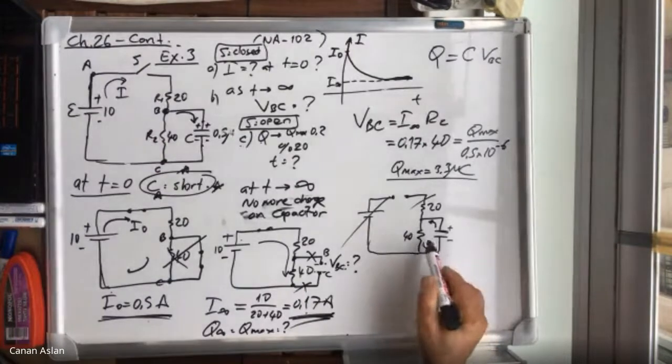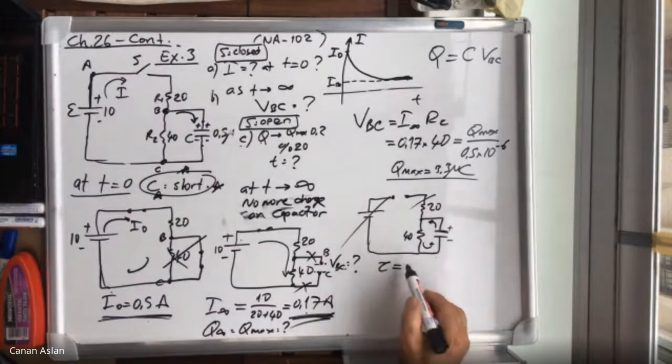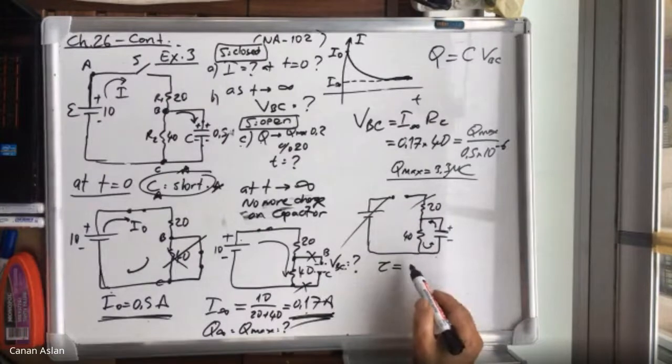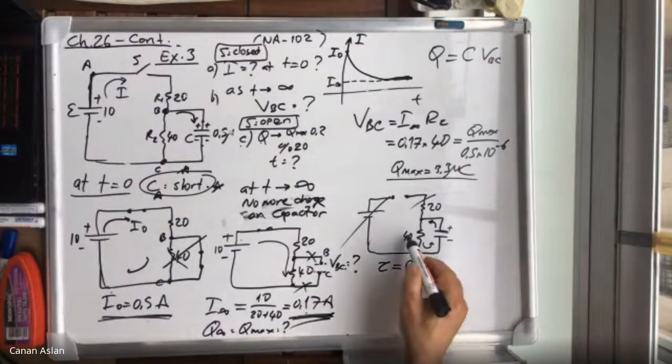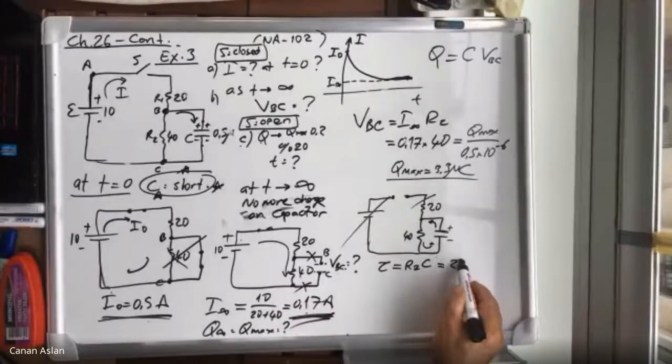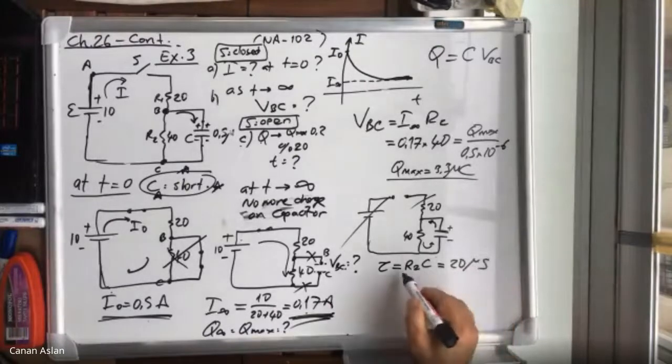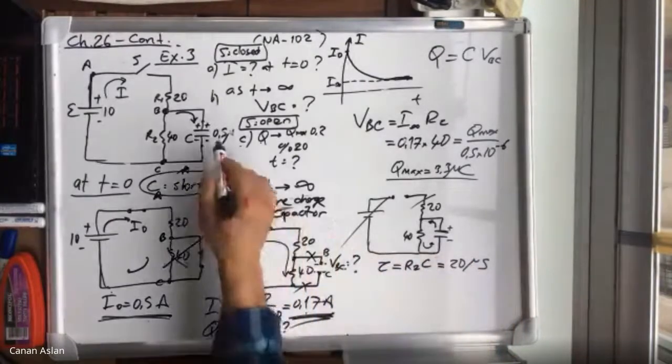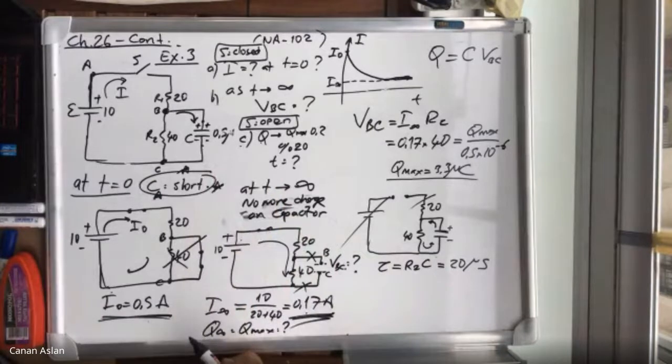So for this one, we can get the time constant in order to find the necessary charge equation. The time constant is just R2 times C. So this resistance times capacitance, and it's given by 20 microseconds, if 40 is multiplied by 0.5 micro. Okay, so this is what you get.